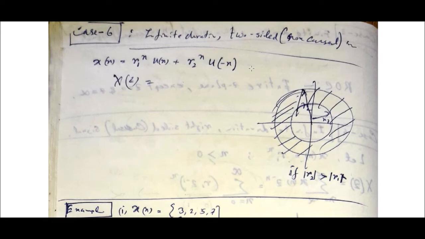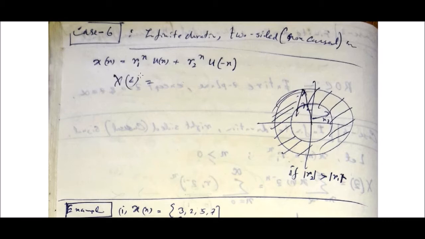But this particular signal will not have any ROC if R1 is greater than R2. See, if the R1 value, the inner circle, is bigger than R2, then the first signal will have the ROC outside that bigger R1 circle, and the ROC of the second signal will be interior of the R2 circle, which will be smaller. So for that case there is no common region of convergence, and the entire signal will be totally inconvergent.